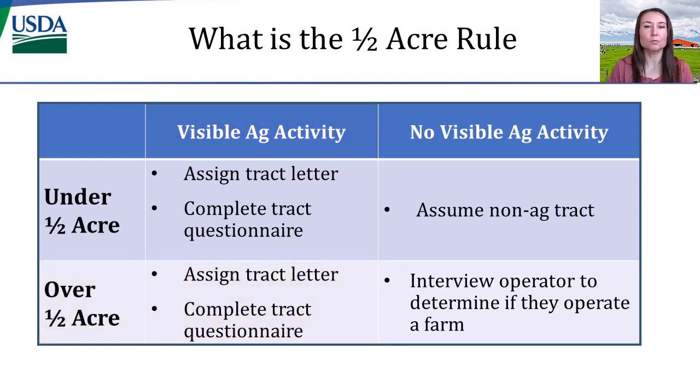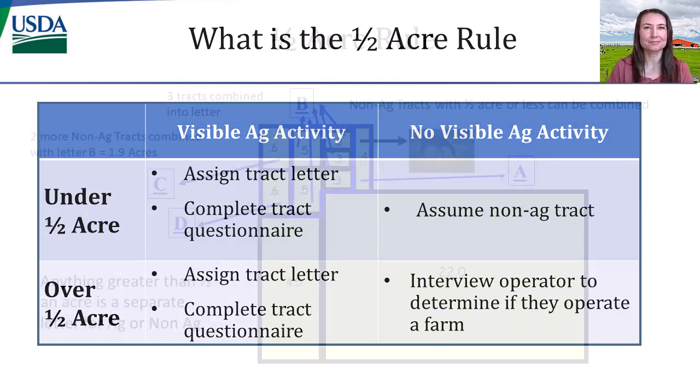Residential areas with multiple lot sizes less than half acre with no visible agricultural activity can be drawn off as one non-ag tract, but you will need one contact name and address associated with every non-ag tract.